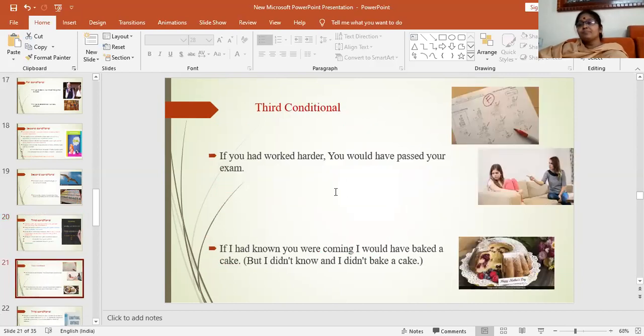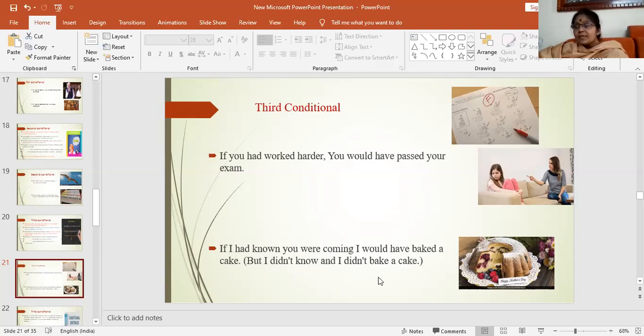Now look at this. It often happens that when you fail, your parents tell you, if you had worked harder, you would have passed your exam. Something which you have not done in the past, right? If you had worked harder, you would have passed your exam. Or, if I had known you were coming, I would have baked a cake. But I did not know that you were coming, so I did not bake a cake.